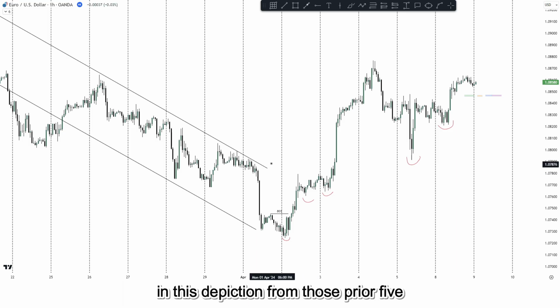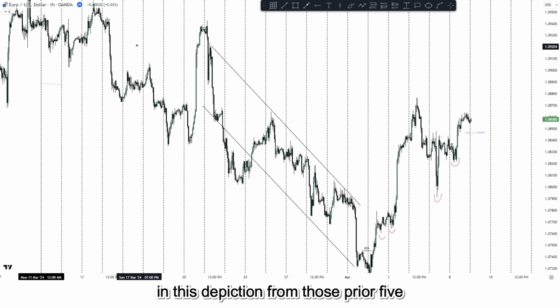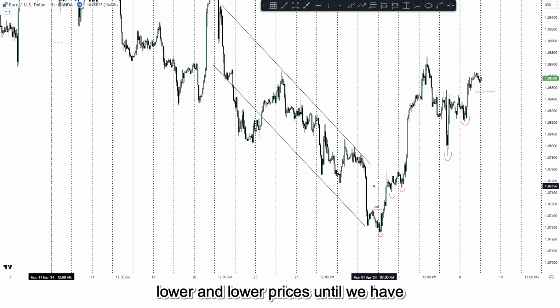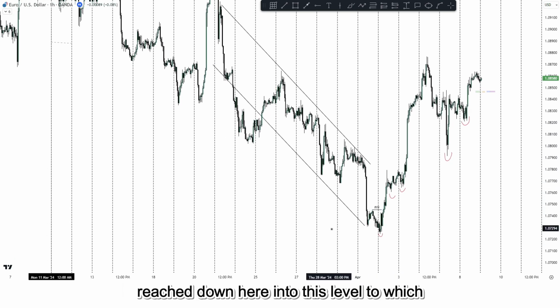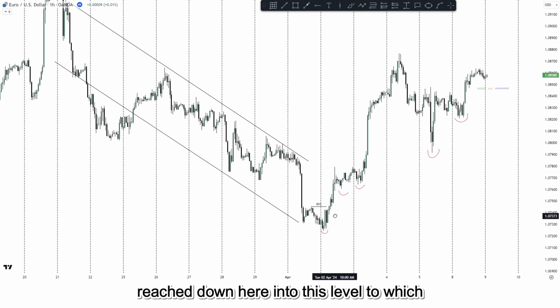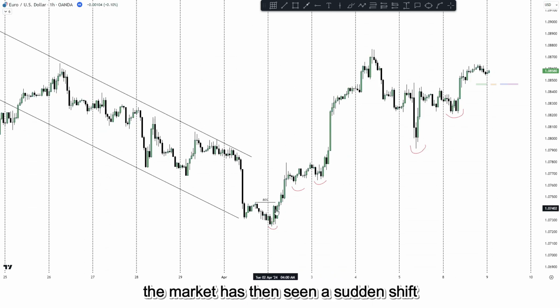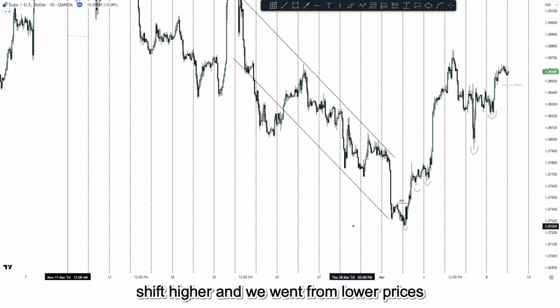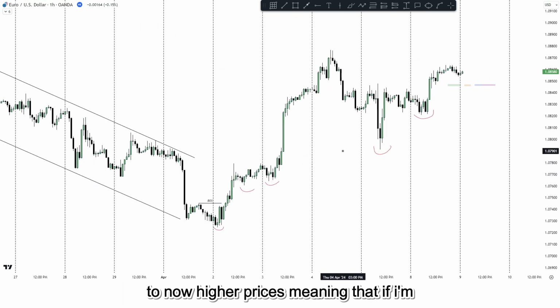So as we can see in this depiction, from those prior 5-week periods, we have been making lower and lower and lower prices until we have reached down here into this level, to which the market has then seen a sudden shift higher. We went from lower prices to now higher prices, meaning that if I'm going to enter the marketplace, I will most likely want to be on the side of the current market structure.